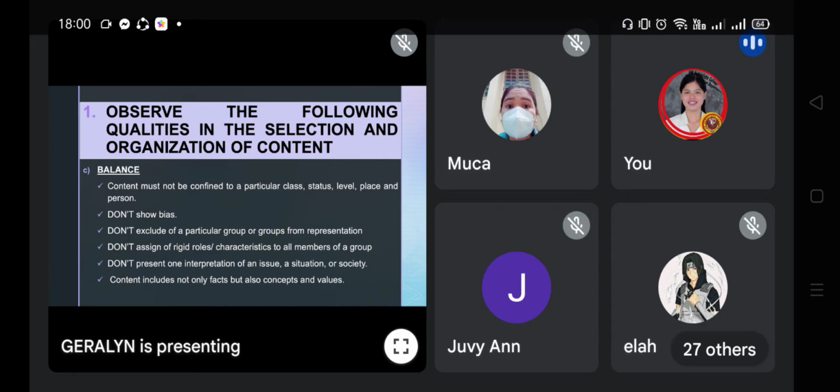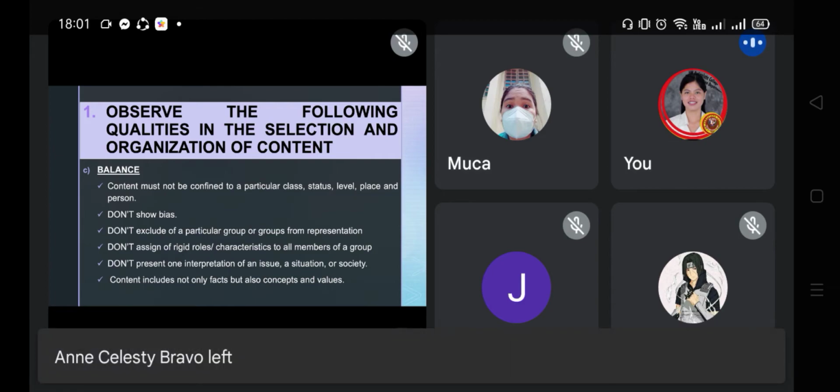We also are not supposed to assign rigid rules or characteristics to all members in the group. Pag mo ingon tag rigid rules, kanining mga roles good nga exclusive nga dili pwede mahangyo, dili pwede nga kanang himuog flexible.